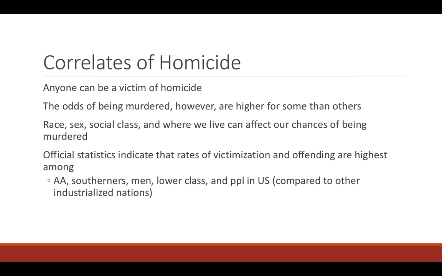We also can look at correlates of homicide. What are traits that tend to be related to homicide? So while anyone can be a victim of homicide, the odds of being murdered do vary, and they are higher for some people than others. So our race, our sex, our social class, and where we live can affect our chances of being murdered.